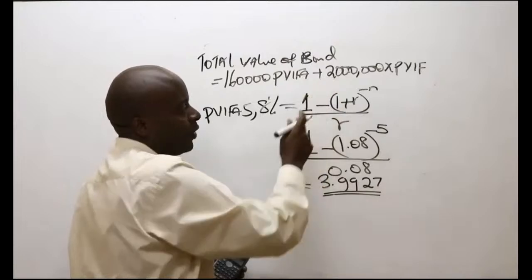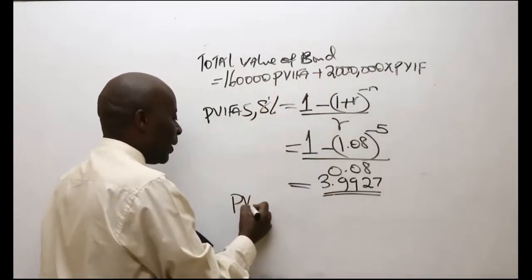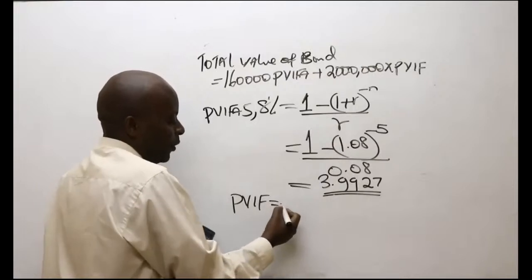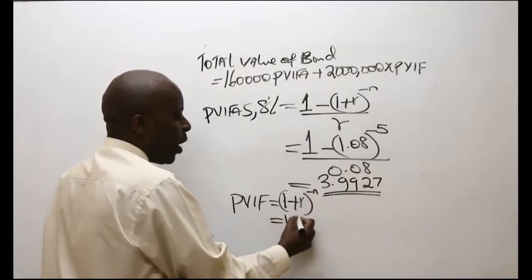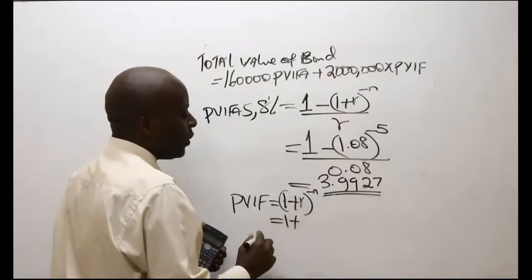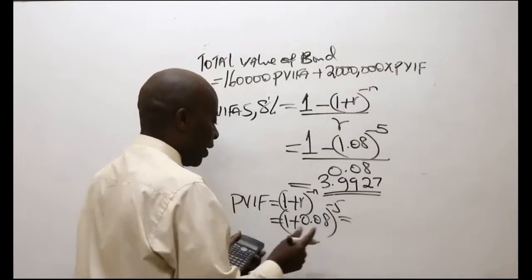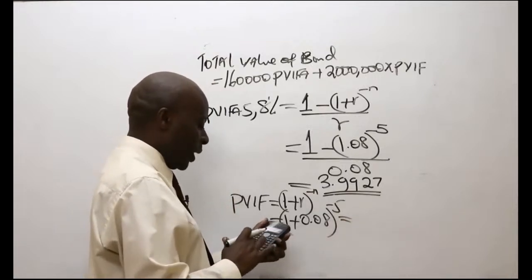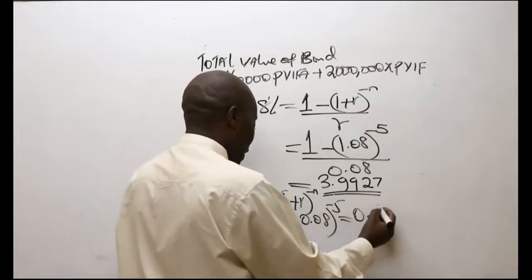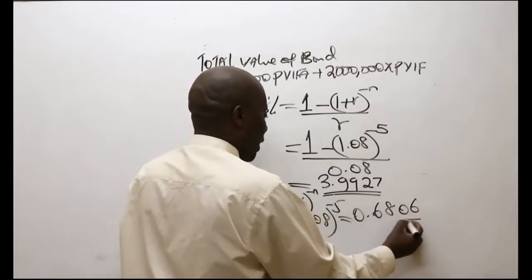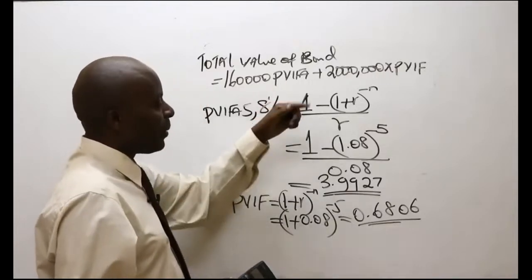How about the PV for the lump sum? One-off figure. The PV for the one-off figure is very easy. It is 1 plus R raised to negative n. So this will be 1 plus our required rate of return, 0.08, raised to negative 5. So then this will be 1.08 raised to negative 5, which will give us 0.6806. So now come and plug in here.